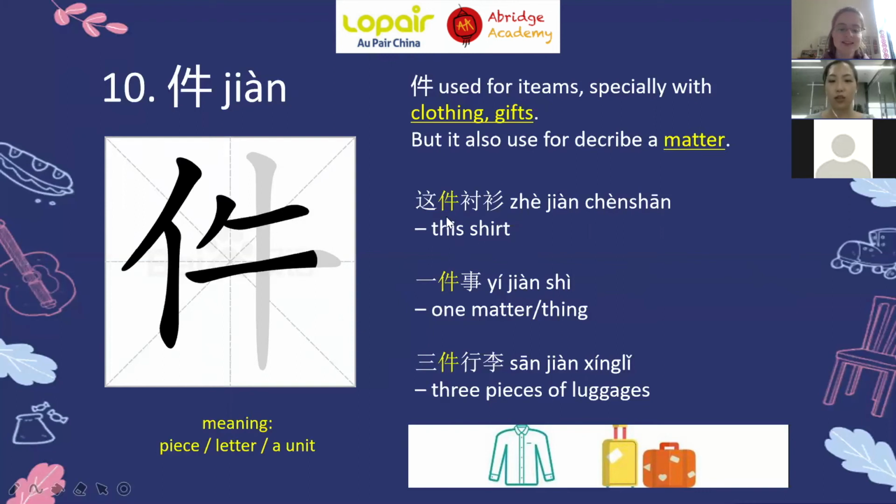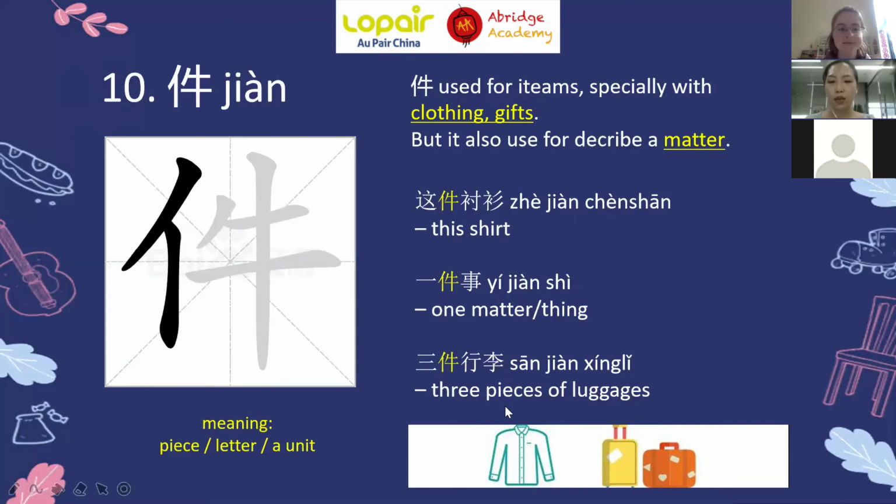This shirt, 这件衬衫, or just 这件 t-shirt. We also say t-shirt in Chinese, okay? And the second, 一件事, one matter, thing. 三件行李, three pieces of luggage.